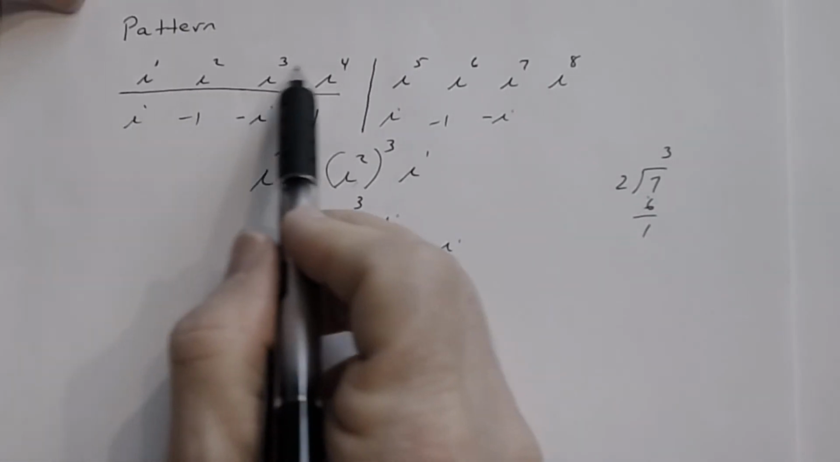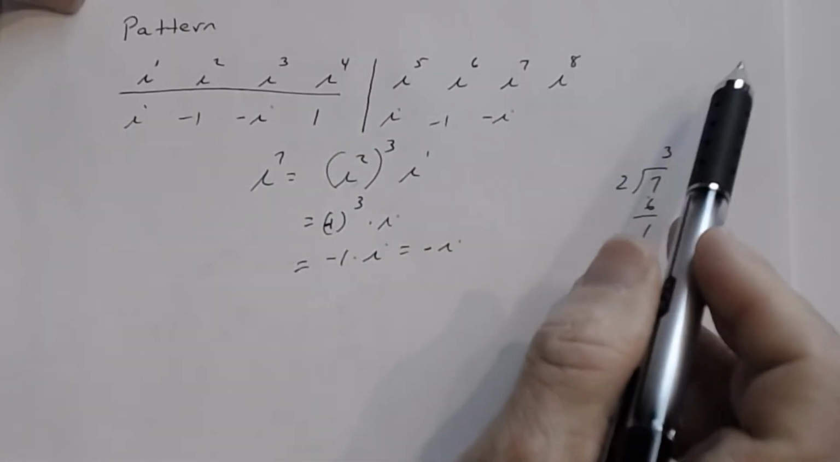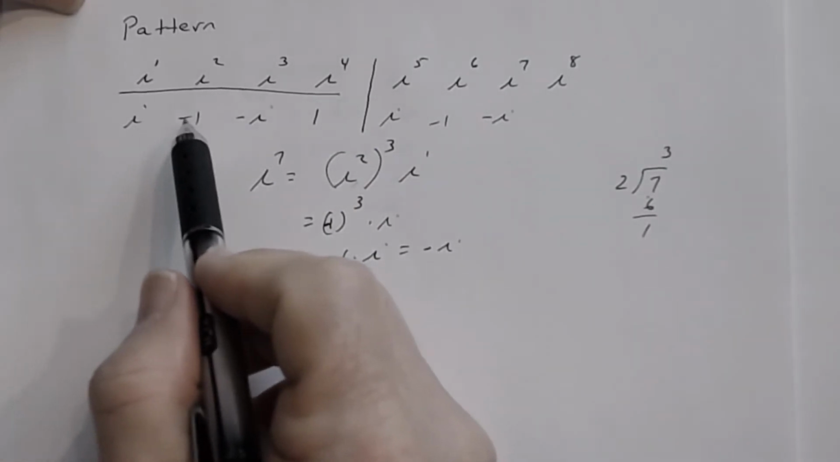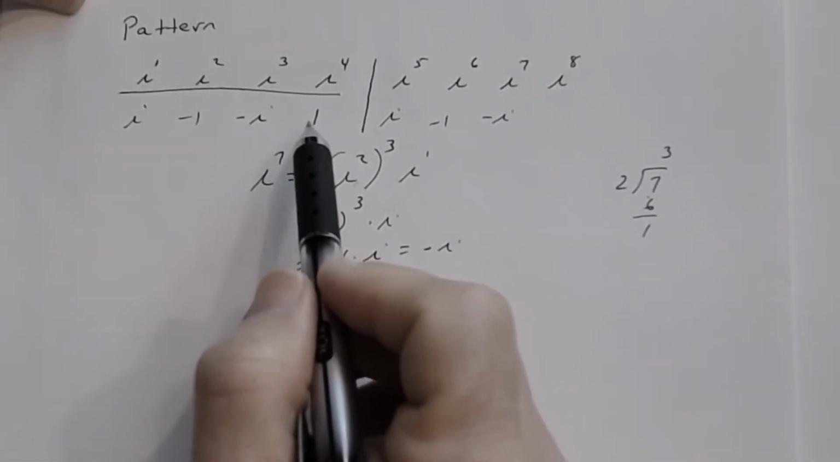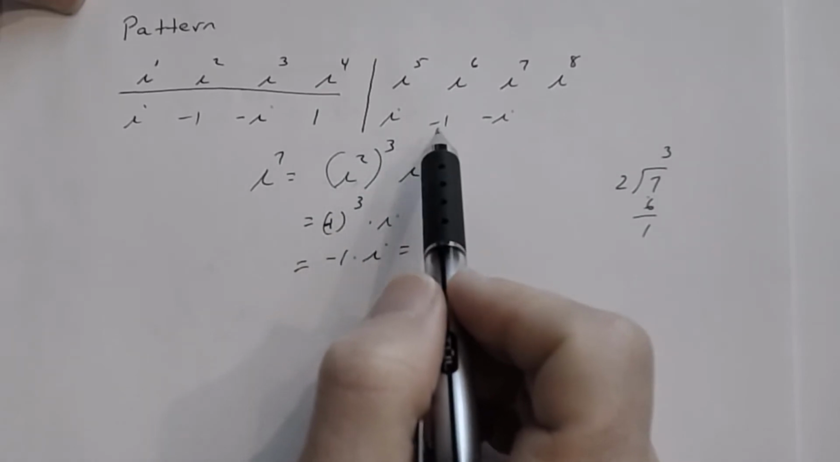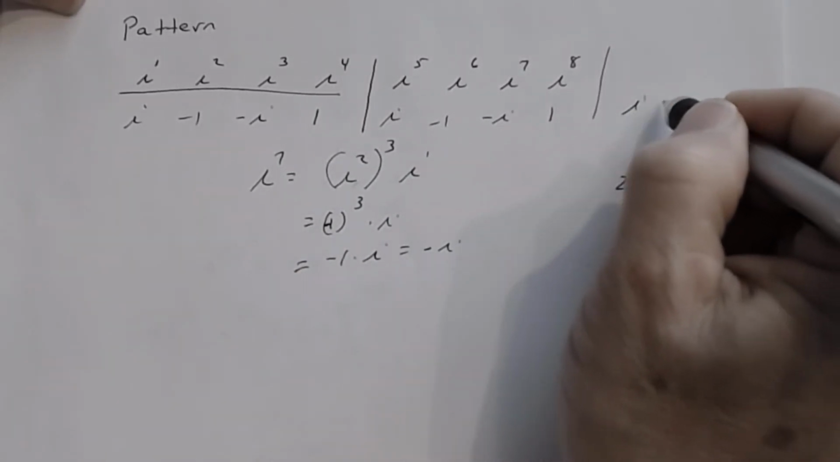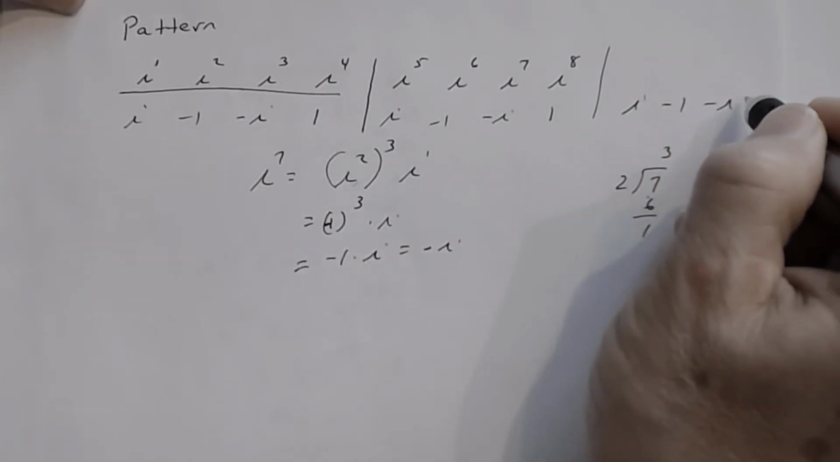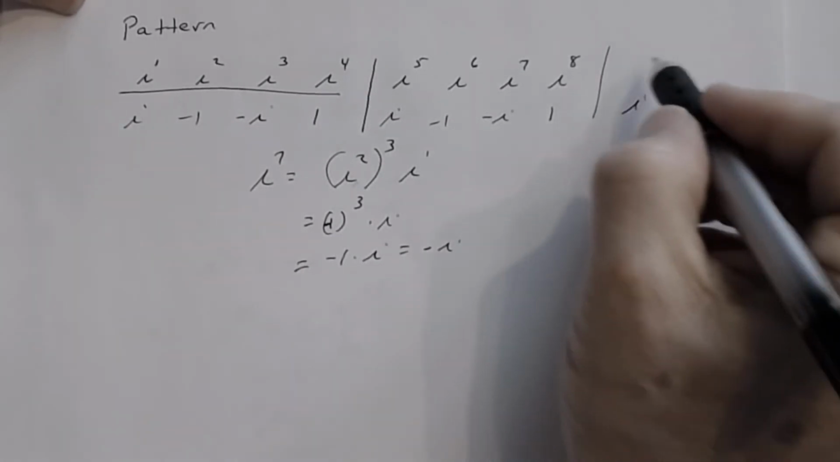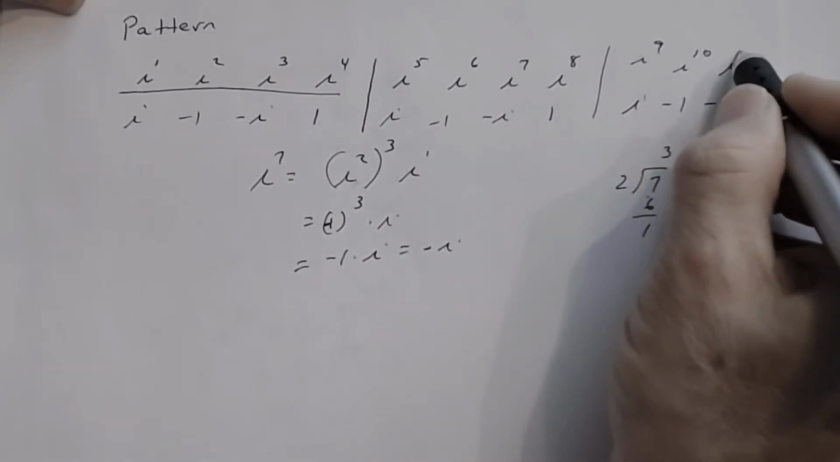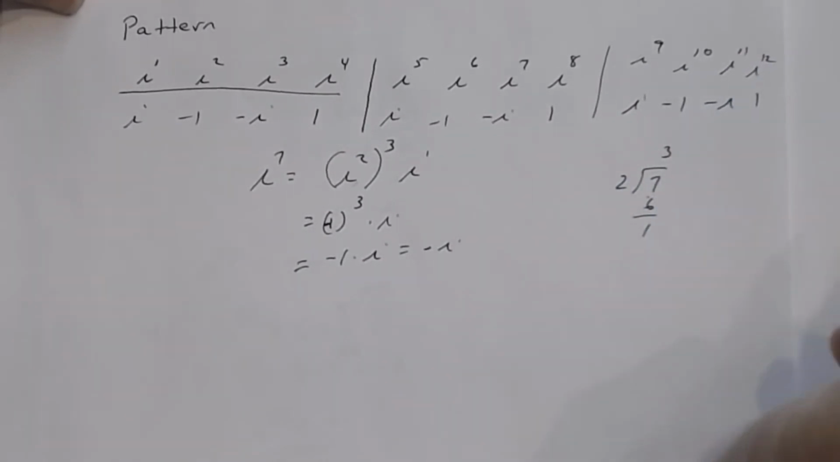So whenever you simplify powers of i, no matter what it is, if you keep on with this pattern, you're going to see that you get i, -1, -i, 1. i, -1, -i, 1. You're going to get that pattern. So this would be i to the 9th, this would be i to the 10th, i to the 11th, i to the 12th, and so on.